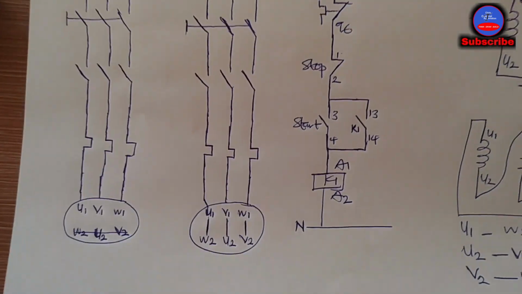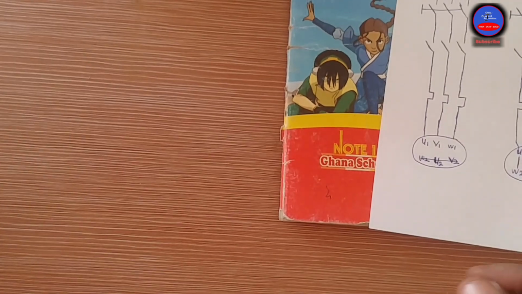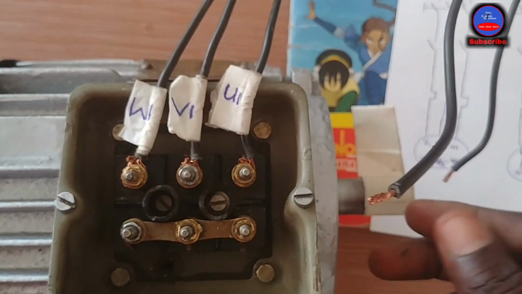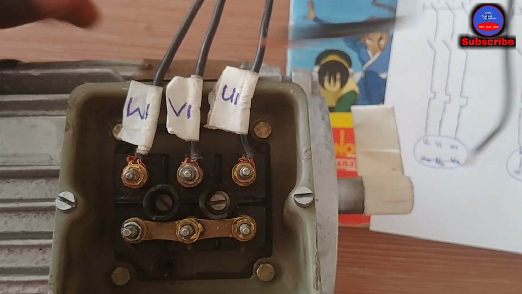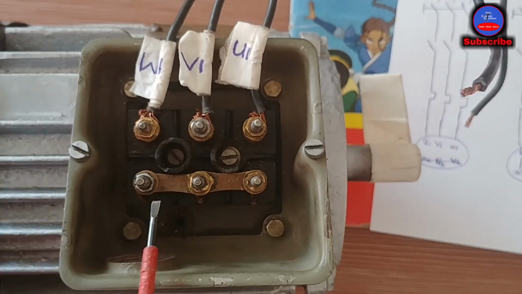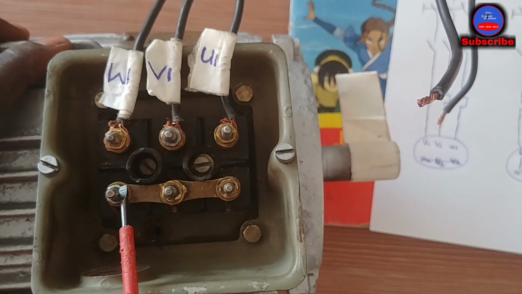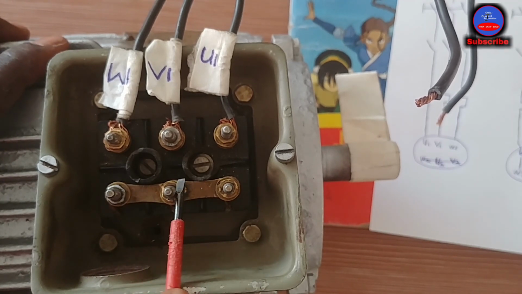Okay, so now we're done with the control side, left with the power side. This is the motor terminal block. We have connected it in star. You see, we have connected the down ones, the U2, V2, W2.